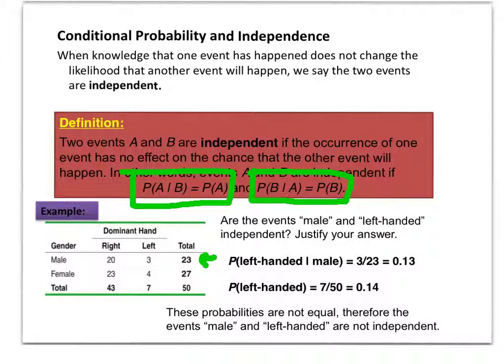So if you notice, there are 3 left-handers out of a total of 23 males. So 3 out of 23, which comes out to be about 0.13 or 13%. The probability of being left-handed overall, now I'm looking at the total column, which is 7 out of 50. Okay, which is 0.14. Notice that these are not equal to one another. Therefore, they are not independent. There definitely seems to be the fact that if you're a male, it changes the probability of being selected as a left-hander. Okay? So if the probabilities are not equal, then they are considered non-independent.